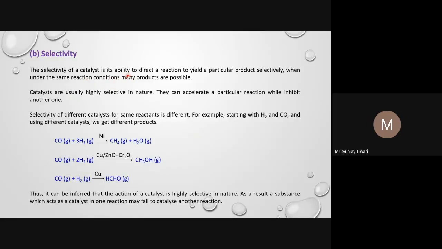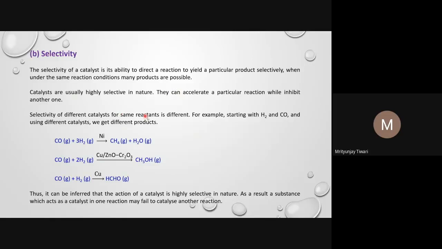So selectivity of a catalyst is the ability of the catalyst to direct a reaction to yield a particular product selectively when under the same reaction conditions many products are possible, and in all the directions, whatever the products are, they are thermodynamically feasible; the reaction is spontaneous in that direction. So catalysts are usually highly selective in nature. They can accelerate a particular reaction while inhibiting another one.